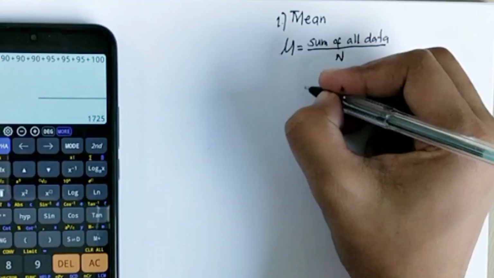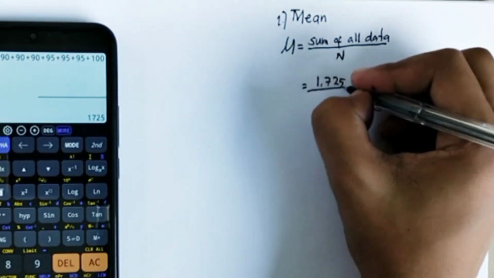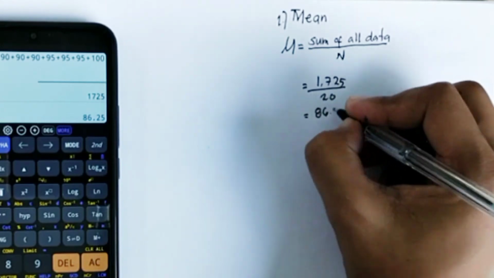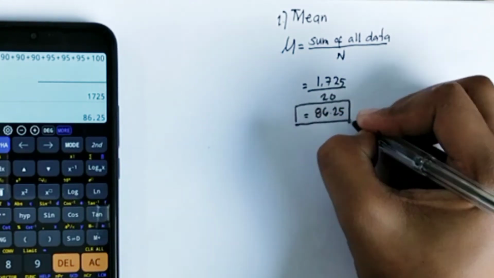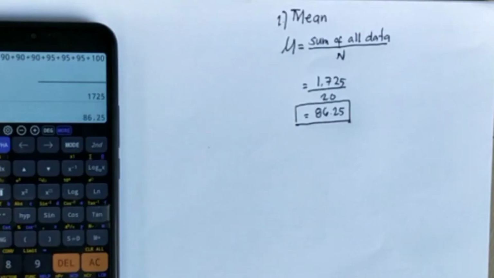To get the population mean, we have the formula: population mean is equal to the sum of all data over n. The sum of all the data is 1,725 and n is 20. The population mean is 86.25.